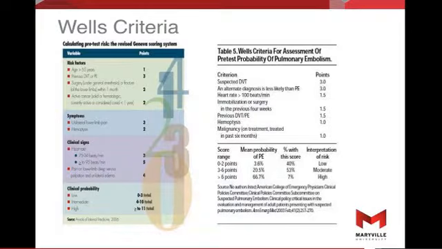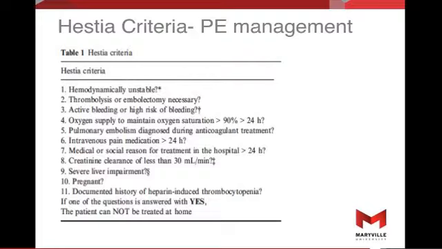This is the Wells criteria for you to review. You add up their risk factors, symptoms, and clinical signs, and it gives you their probability. There's also the Hestia criteria for PE management, with a questionnaire that you'll look at to determine. If one of the questions is answered with a yes, the patient cannot be treated at home.